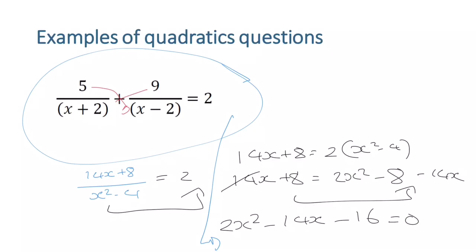In this form you use the general form again, which is ax squared plus bx plus c. Identify a, b, and c. In this case, a equals 2, b equals minus 14, c equals minus 16, and then you can solve it. We'll go through how to solve these in the next video, but what I'm trying to show you in this one is how a quadratic question might come up in your exam.